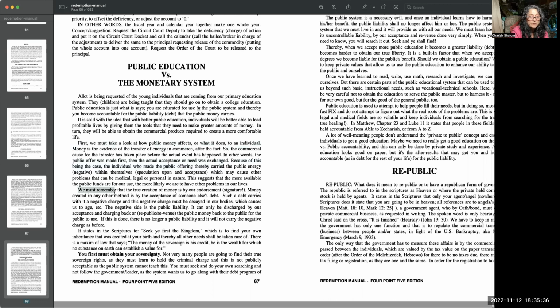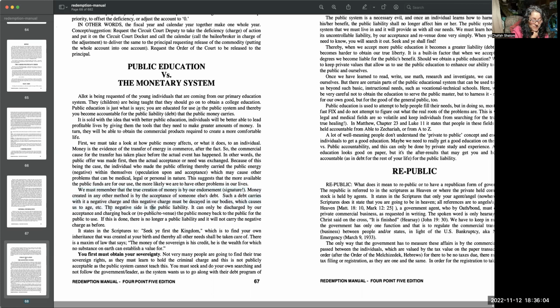We must remember that the true creation of money is by our endorsement signature. Money created in any other method is by the acceptance of someone else's debt. Such a debt carries with it a negative charge, and this negative charge must be decayed in our bodies, which causes us to age.